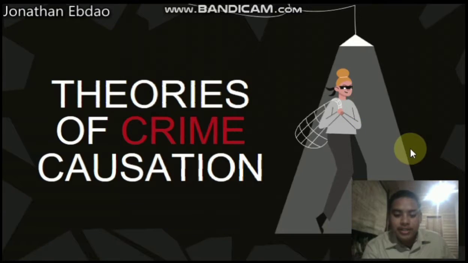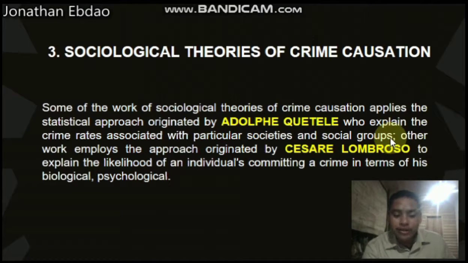The next one is the sociological theories of crime causation. Some of the work of sociological theories of crime causation applies the statistical approach originated by Adolphe Quetelet, who explained that crime rates are associated with particular societies and social groups. Other work employs the approach originated by Cesare Lombroso to explain the likelihood of an individual committing crime in terms of their biological and psychological makeup.